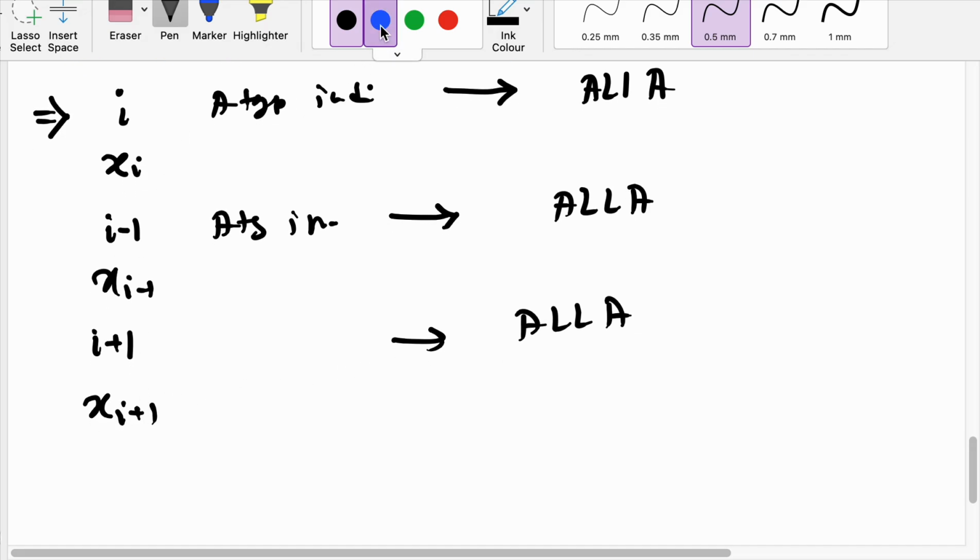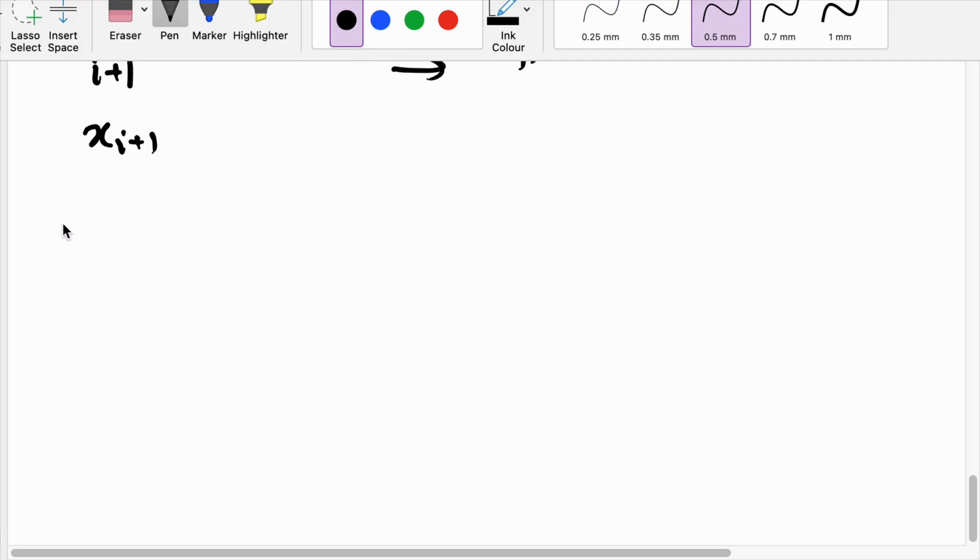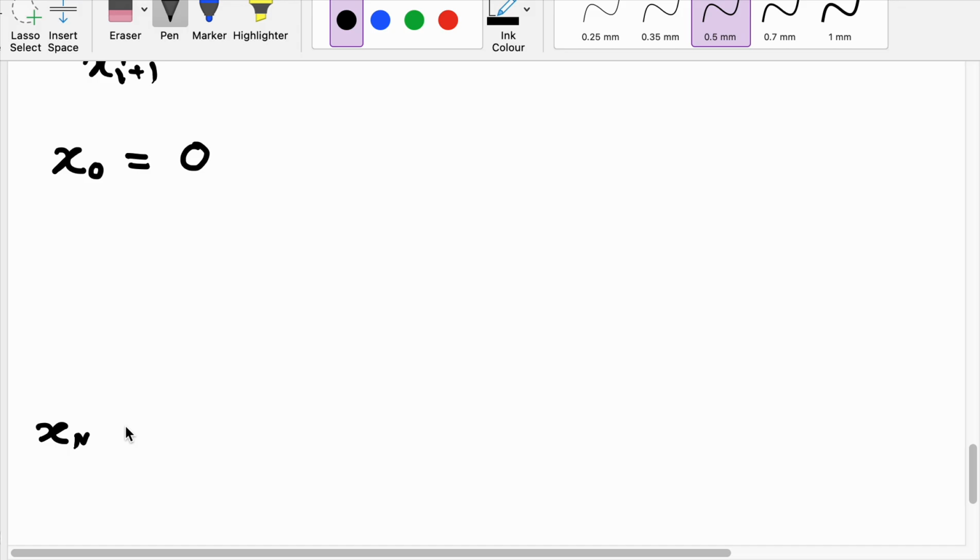Now I can write a recursive formula for the value of xi. Why can I write this recursive formula? Because we know x equal to 0 should be 0, and we also know x equal to n. If all individuals initially are A type, what is the probability that in the long run it will reach all A type? It is obviously 1, because it is already there.